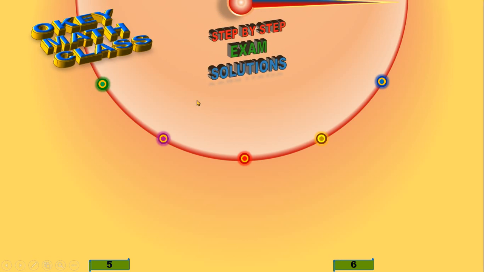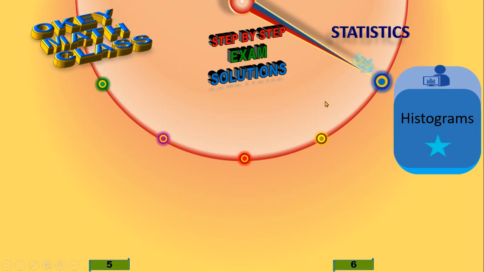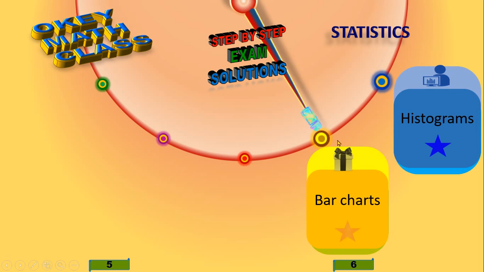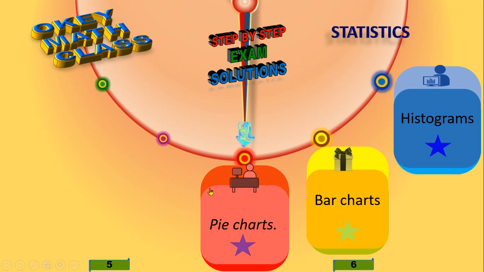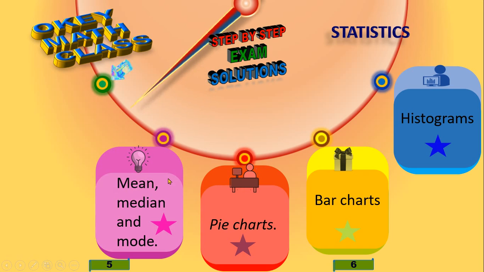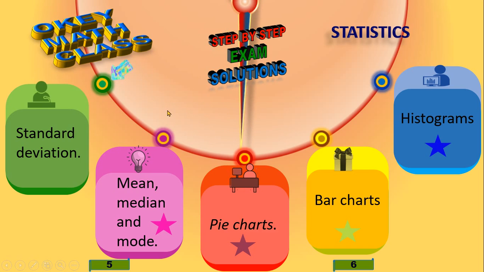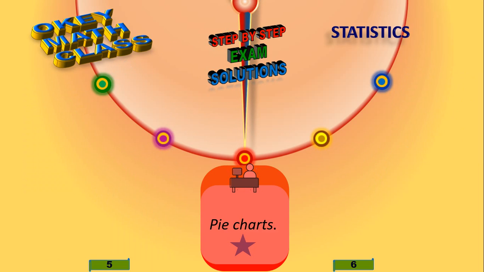Okay, math class, step-by-step exam solution to statistics. In this series of presentations, we'll be dealing with statistics. So far, we have gone through videos 1 and 2 on histograms, then video 3 on bar charts and pie charts. The next video after this series will be calculation of mean, median, and mode, standard deviation, mean deviation, etc. In this present video, we'll be dealing with pie charts.